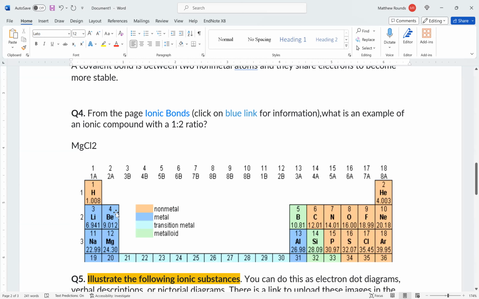Mg is in the second column, so it has a +2 charge. Sometimes you even see that written. Cl has a -1 charge because it's over here in the last column. So it's like +1, +2. Boron and aluminum are +3. Carbon is +4, -4, but then you go the other direction. Nitrogen is -3, oxygen and sulfur -2, F and Cl are -1. But since you have two of them, that's where you get the ratio of 1 to 2.